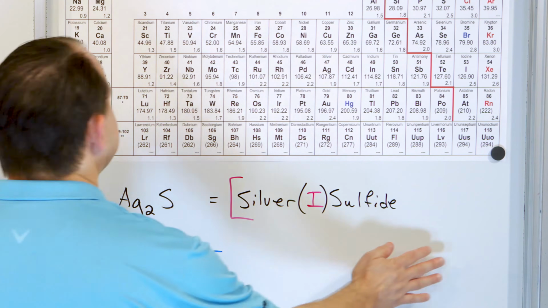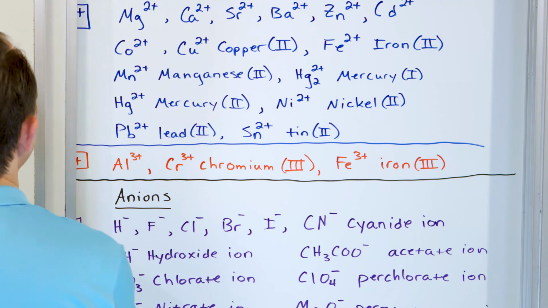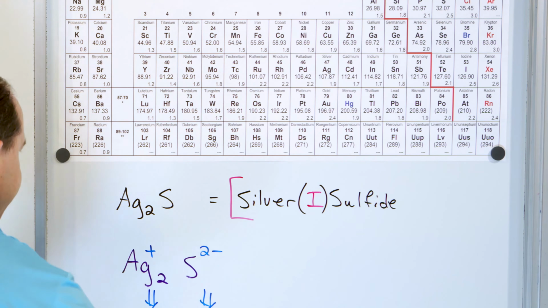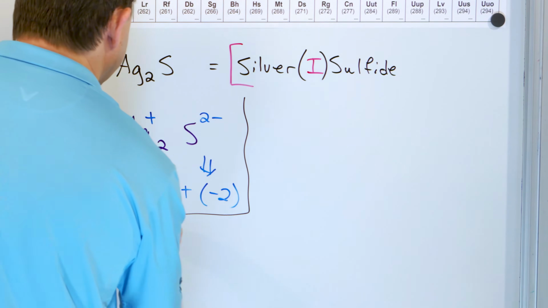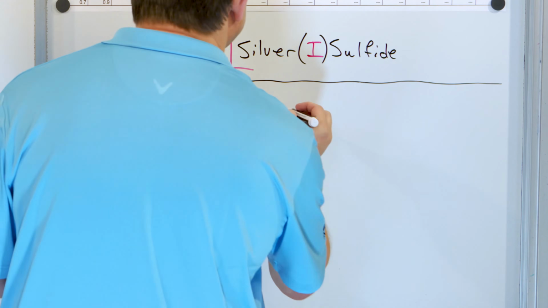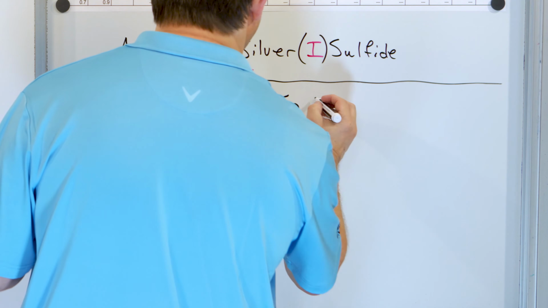All right, let's take a look at our next problem. Let me see if I can figure out a place to write the next problem. I guess I'll do it right down here. I think we can fit it right here, no problem. All right, the next problem is going to be Sn and then O.